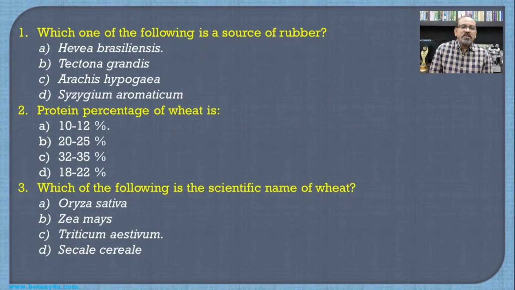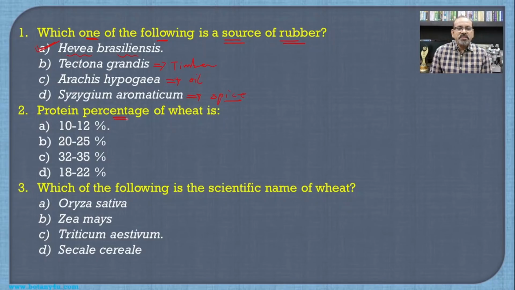The first question: which one of the following is a source of rubber? So we must remember the name of the plant which is extensively used among the rubber yielding plants, and that is Hevea brasiliensis. We know Tectona grandis as a timber yielding plant, Arachis hypogaea as an oil yielding plant, and Syzygium aromaticum as a spice plant. On this basis, we can say that Hevea brasiliensis is the answer for this question.